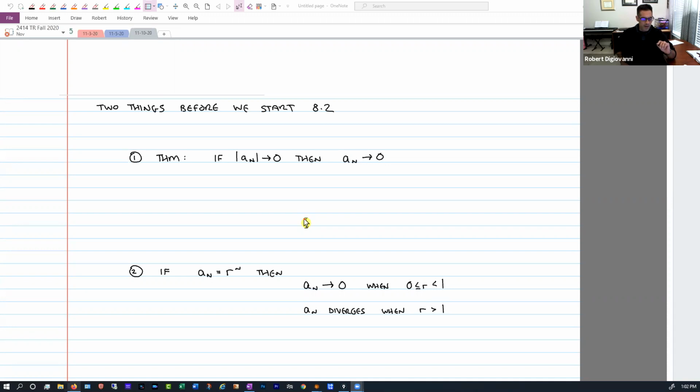The first part here, the theorem says that if you have a sequence and you take the absolute value of that sequence and you find that the sequence converges to 0, then you can conclude that the sequence without the absolute value must also converge to 0. So let me give you an example. Let's say that we have the sequence a sub n equals -1 to the n over n squared plus 1.